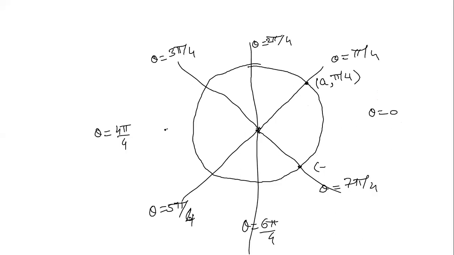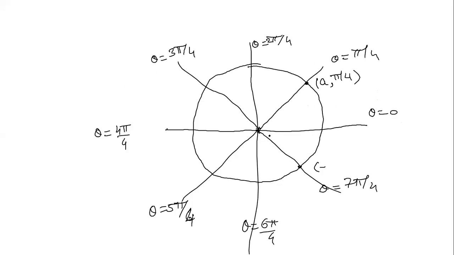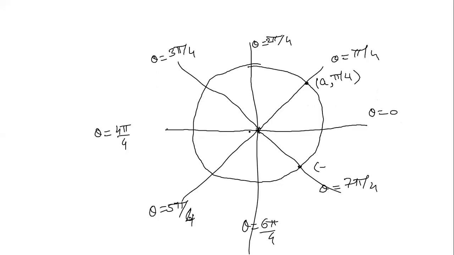This is very simple and logical. You will really enjoy it. Okay. So the first was theta is equal to pi by 4, r equal to a. We have drawn. After that, the second is theta equal to 3 pi by 4, r equal to minus a.